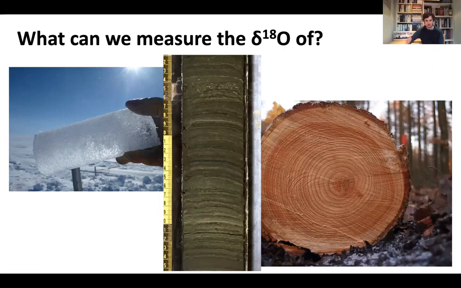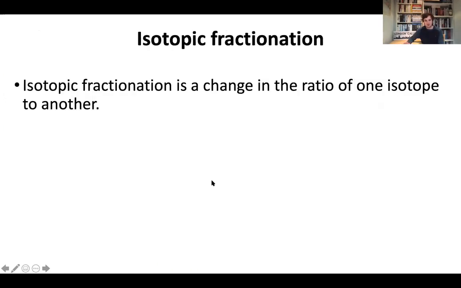And that allows you to reconstruct some aspects of the environment. And we'll think about what those aspects are later on in the series of lectures. But basically, you're analysing the oxygen isotope ratio and looking at how that ratio changes as you go back through time. So this change in the ratio is called isotopic fractionation.